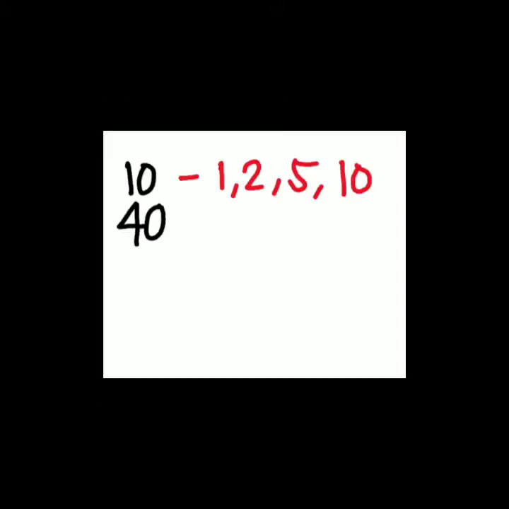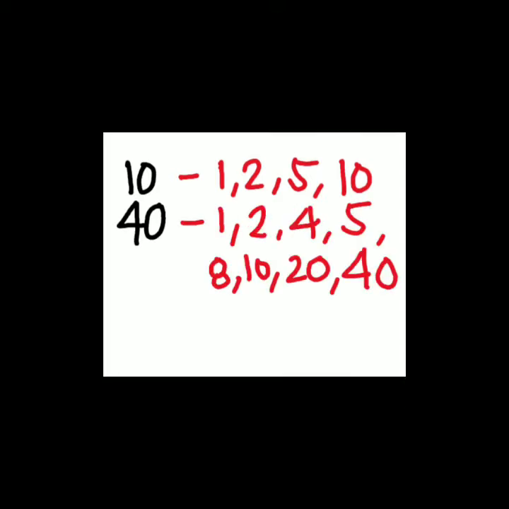For example, to find the GCF of 10 and 40, write down the factors of each number. The factors of 10 are 1, 2, 5, and 10. While for the number 40 are 1, 2, 4, 5, 8, 10, 20, and 40. As shown in the factors of both numbers 10 and 40, the GCF is equal to 10.